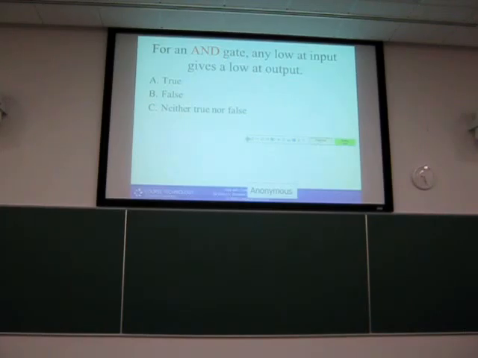How about this one? This one should be easy as well. So low here means a 0, high means 1. But in this case it says if it is 0 at the input, usually it is 0 at the output. Is that true? Very good.